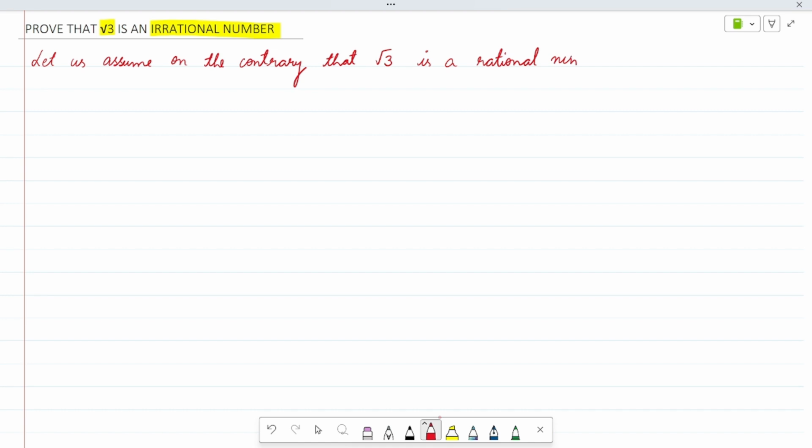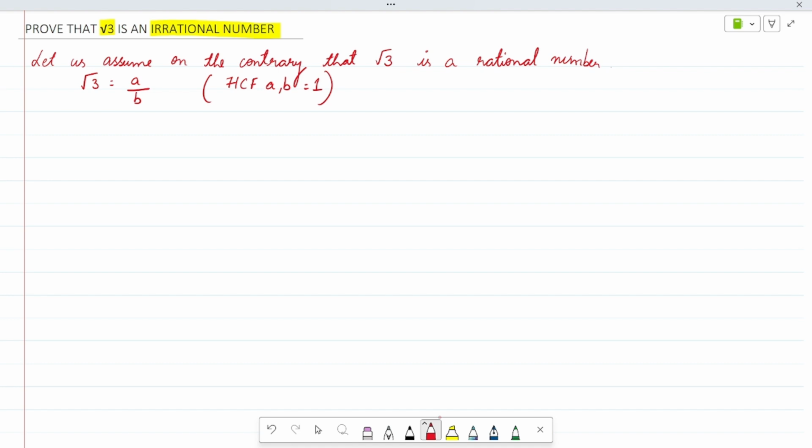Writing root 3 in the form of a rational number. What does that mean? Root 3 can be written as a by b. And I know a and b are coprimes, which is nothing but HCF, the common factor of a and b, should be only 1 and nothing else apart from that.